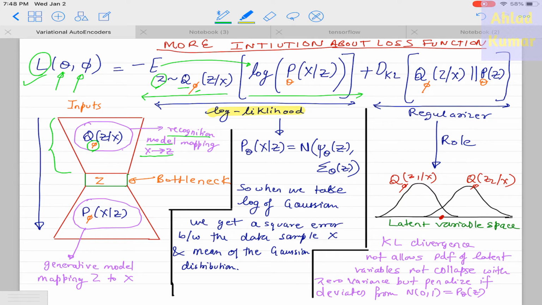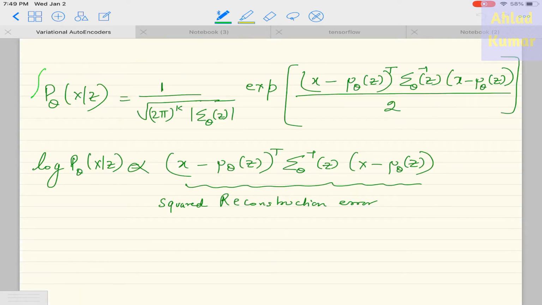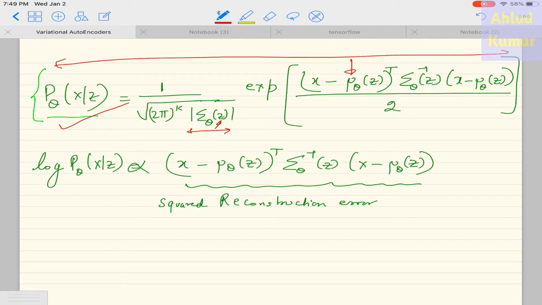Why is it called the log likelihood? Because if you take p theta of x given z as a Gaussian function having mean mu theta and covariance sigma theta, then when you take the log of this Gaussian function, what you will get is a squared error between the data sample and the mean of the Gaussian distribution. So let's discuss how we will obtain that. Suppose you have this p theta of x given z given as this. Here you can see the covariance is sigma theta of z and the mean is given as this. This is the expression of a multivariate Gaussian as we have discussed earlier.